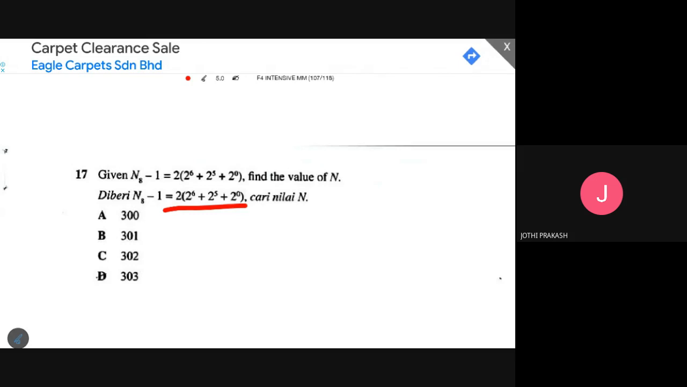Okay, any others? Two more questions, we've done the objective already. Okay, very good. The answer will be D.